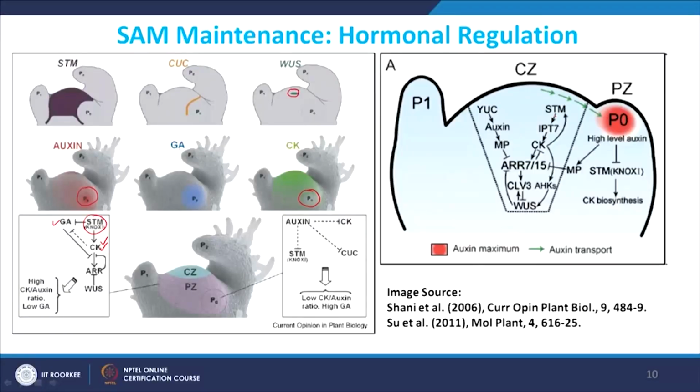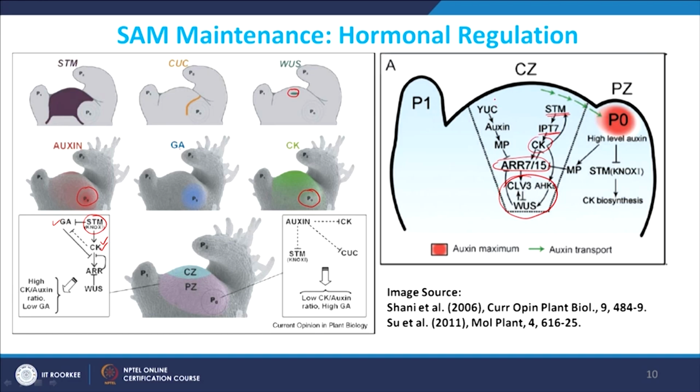This is another simple way of looking here. If you look at the central region, STM is activating the cytokinin biosynthetic enzyme IPT7, and then you have a high amount of cytokinin. Cytokinin is regulating the expression of cytokinin response regulators, and it is basically helping in establishing the Wuschel-Clavata signaling pathway.